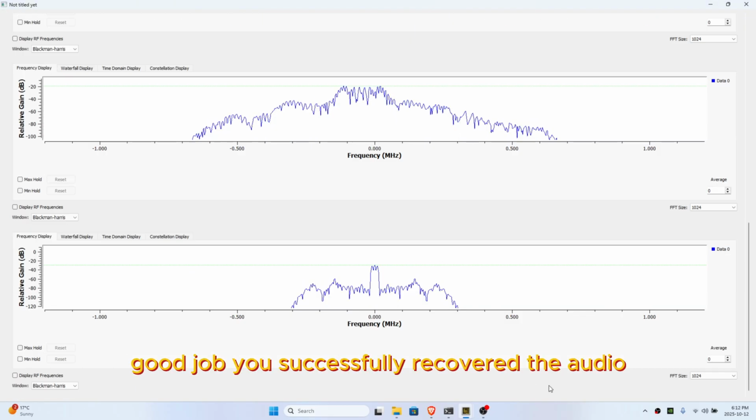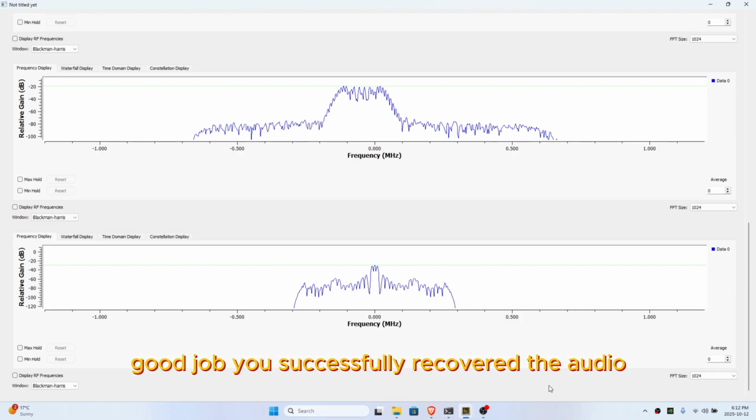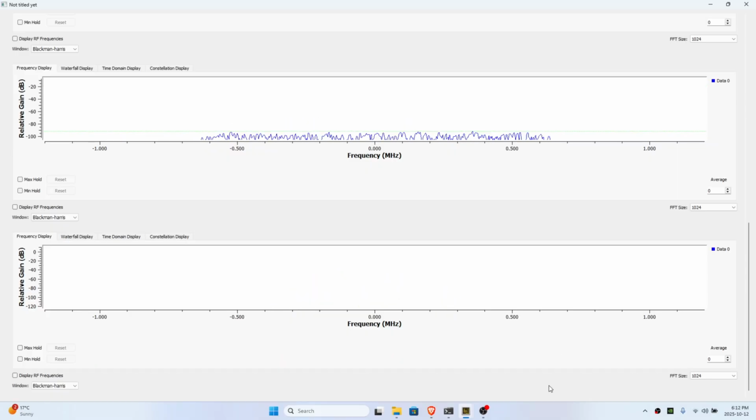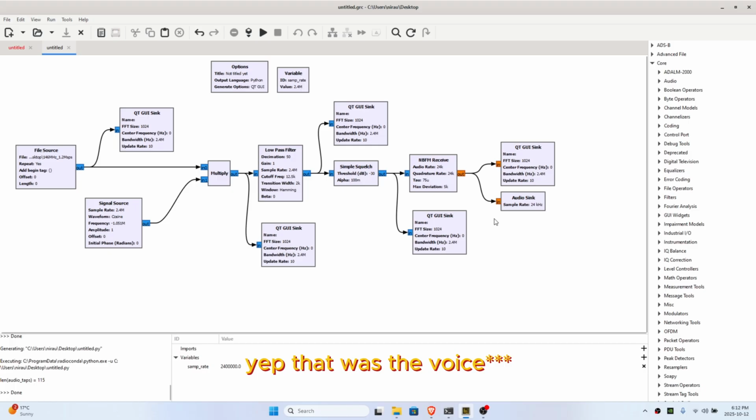Good job. You successfully recovered the audio. Now make sure there is no static or noise in the signal. Yep, that was the noise.